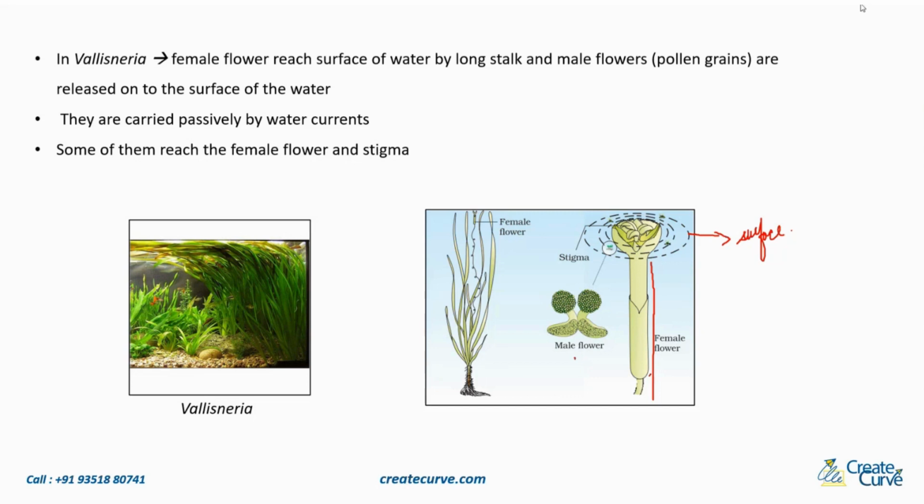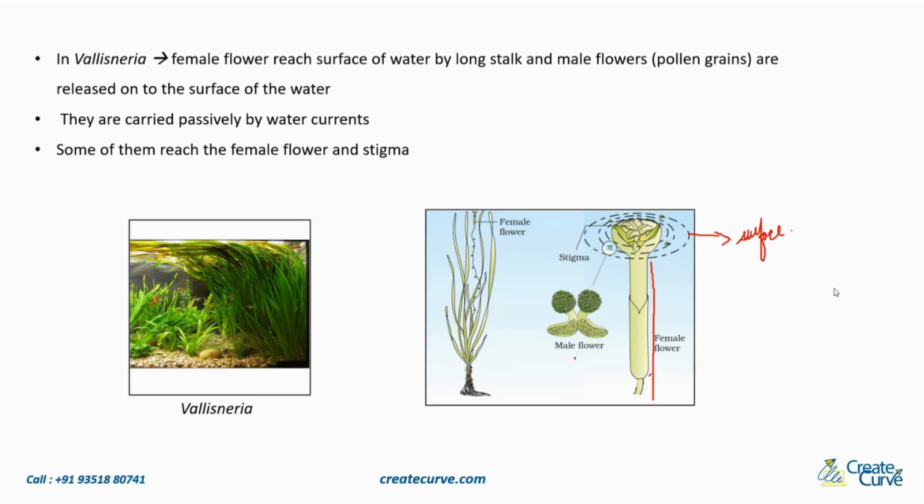Okay, so can you see in this? This is the female flower where the flower is on the surface. You have the male flower which is submerged in the water. So now, as you can see here, the pollen grains are released onto the surface of the water. Though the male flower is inside the water, all these pollen grains will be released and come on top, that is, to the surface, where they will meet the stigma of the female flower. And that is how pollination takes place in Vallisneria.